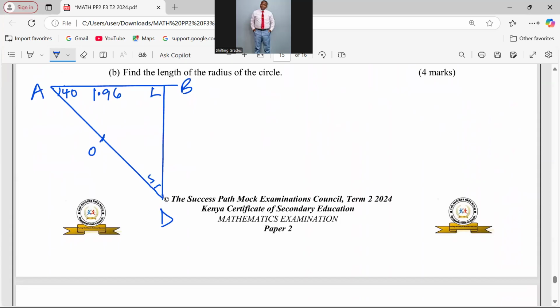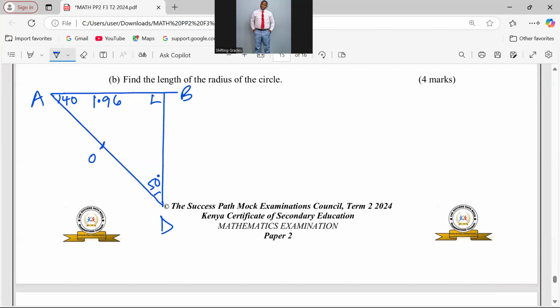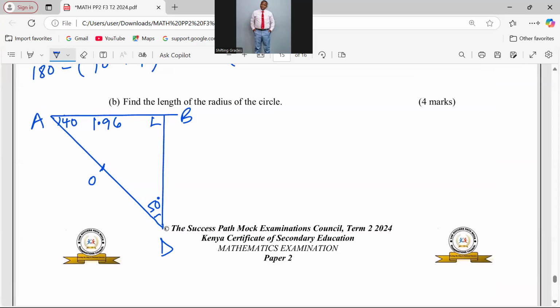This one is 50. So when we use sine or cosine, we will still get the same, because the cosine of 40 is the same as the sine of 50. So they are all the same. It depends on the ratio that you use, because 40 and 50 are complementary. And for complementary angles, the sine of one is usually equivalent to the cosine of the other.